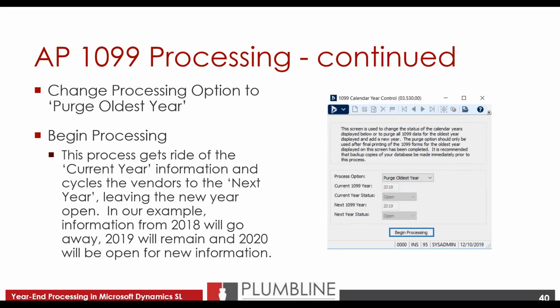Someone else comes in here not knowing that, just opens it, sets it to purge oldest year, and clicks Begin Processing. So just double check what the two open years are. Make sure we only click Begin Processing once. And what this does is get rid of the oldest year information. It's going to cycle the vendors to the new year, leaving the new year open. In our example, if we ran it here, 2018 would go away, 2019 will remain, and then 2020 will be open for new information for us.